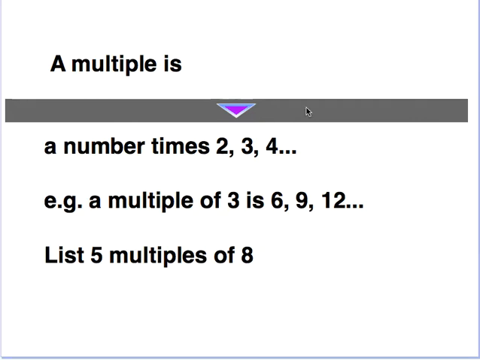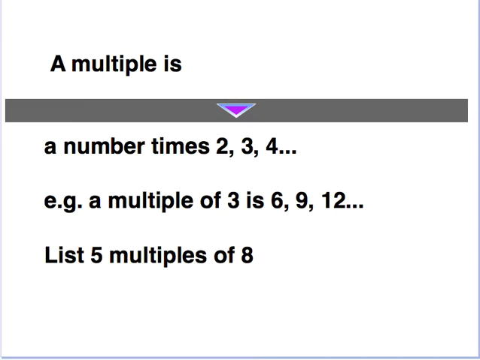A multiple is different than a factor. A multiple is when you multiply the number by 2, 3, 4, even 1. And an example of multiples of 3 is 6, 9, 12, 15. So if you listed the 5 multiples of the number 8, you would have 8, 16, 24, etc.